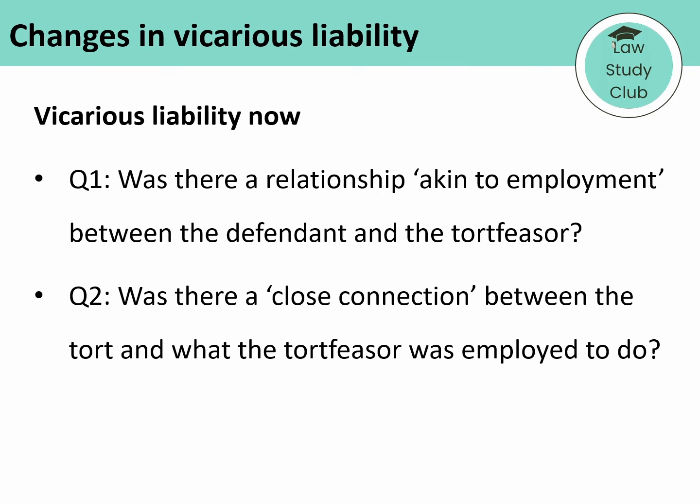Now, in 2012, Lord Phillips, in a judgment, said that the law on vicarious liability was, quote, on the move, and it's changed a lot even since then. We don't really know whether the law has stopped moving, but the rules on vicarious liability as they stand are actually quite straightforward. So our two questions have become: was there a relationship akin to employment between the defendant and the tortfeasor? And was there a close connection between the tort and what the tortfeasor was actually employed to do? All we need to do now is to understand those questions and to use a bit of case law to explore how we're going to answer them.